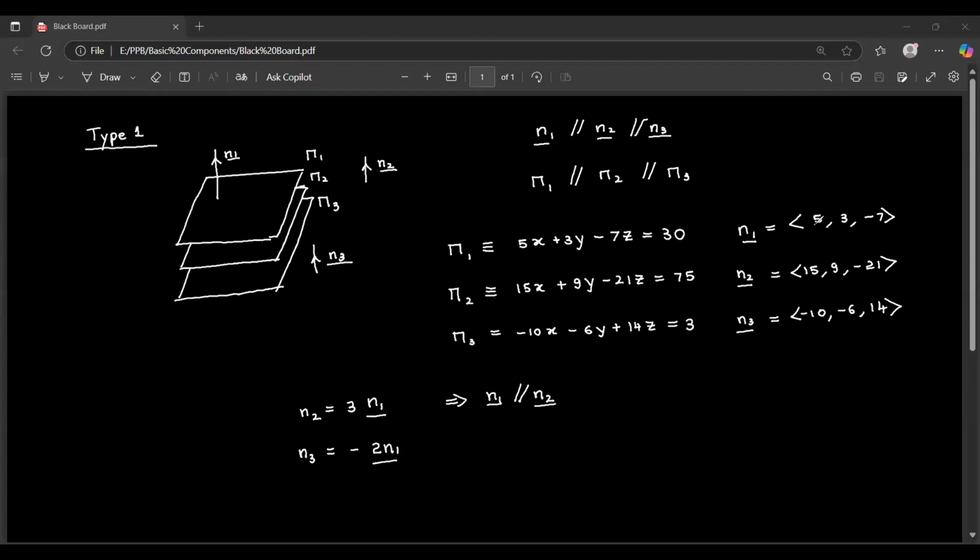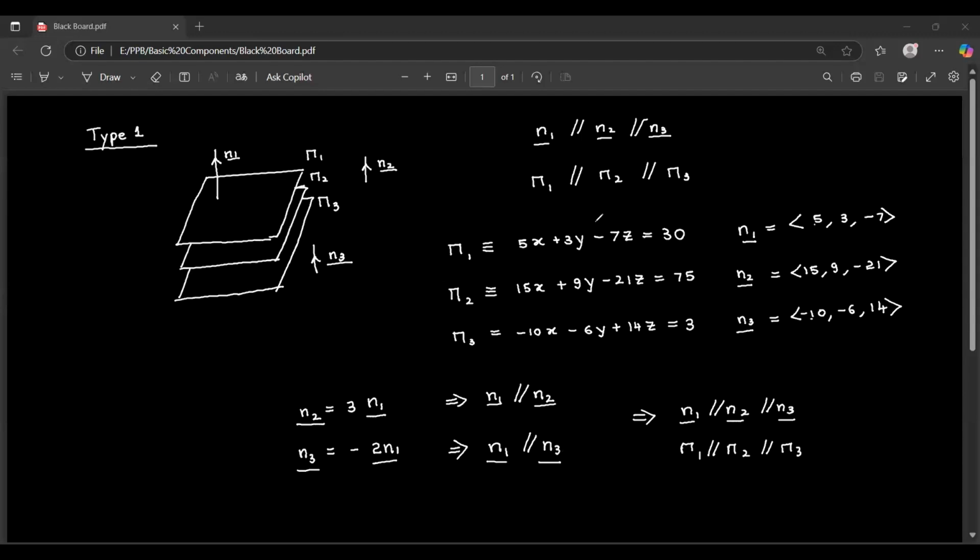Why? To go from 5 to -10, you multiply by -2. If you multiply 3 by -2, you get -6. If you multiply -7 by -2, you get 14. So you can clearly see n3 is equal to -2 n1. So this implies n1 is parallel to n3. From these two relationships, we can say n1 is parallel to n2 is parallel to n3, which means pi 1 is parallel to pi 2 is parallel to pi 3.